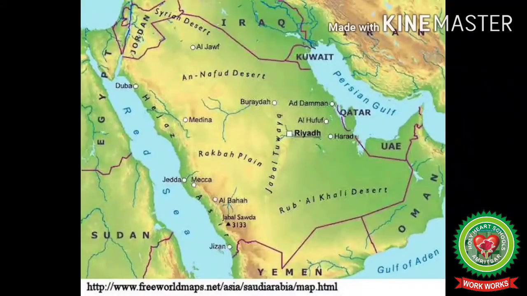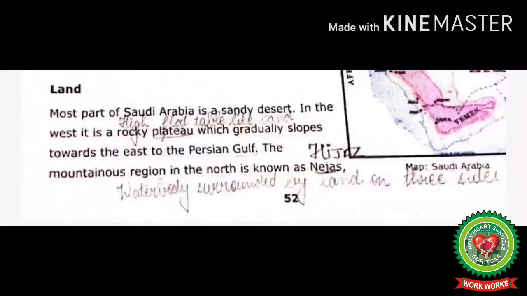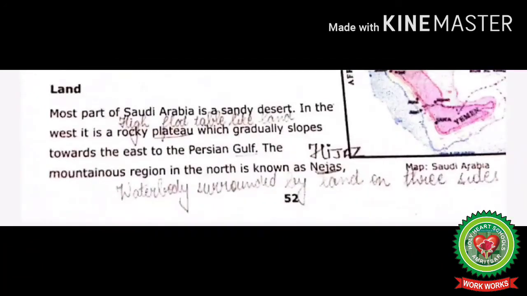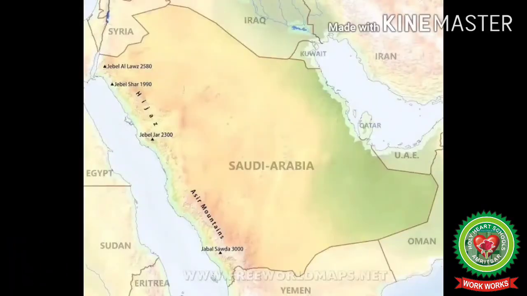Saudi Arabia is covered with sand, but towards its west it has a rocky plateau which slopes towards the Persian Gulf in the east. The mountainous region in the north is known as Nejas, and in the south it is known as Asir. Correct the word Nejas and write down Hijaz there. The mountain range in the north is Hijaz and in the south is Asir.